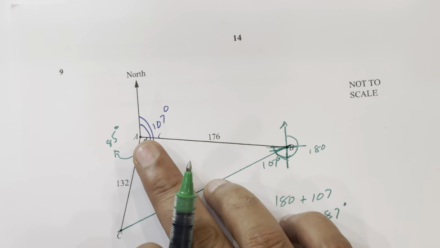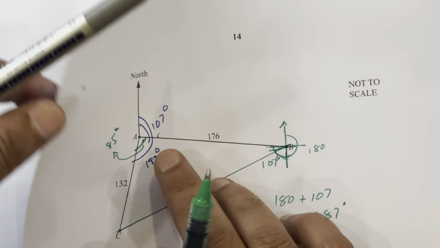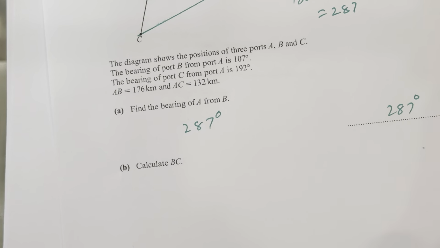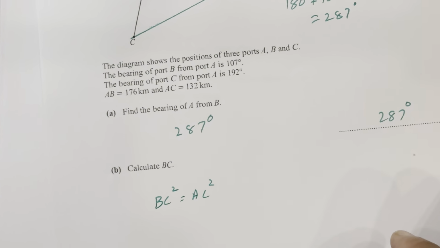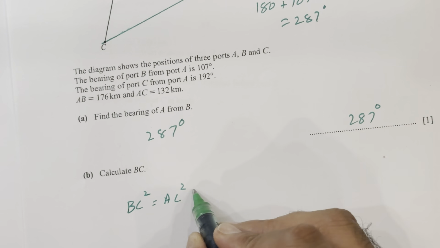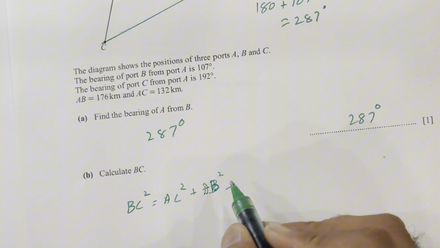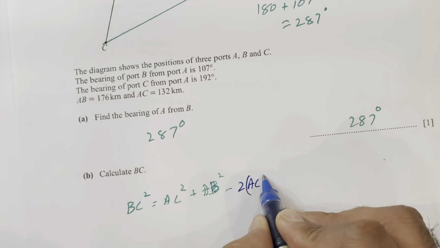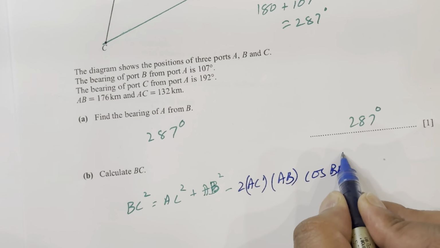We have been given two lengths and one angle, and this angle is 85 degrees, so you can apply the cosine rule over here. The cosine rule is that BC square is equal to AC square plus AB square minus 2 AC AB cos BAC.